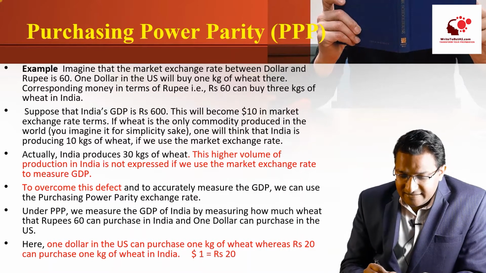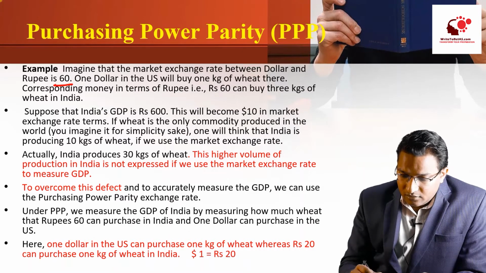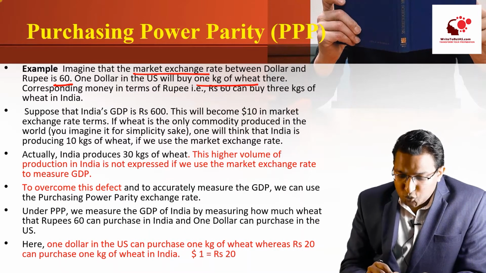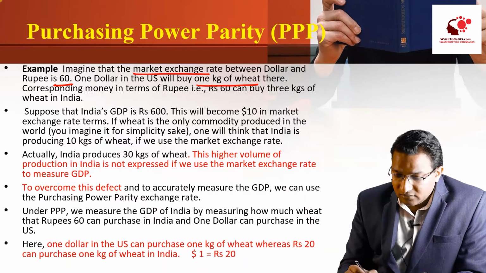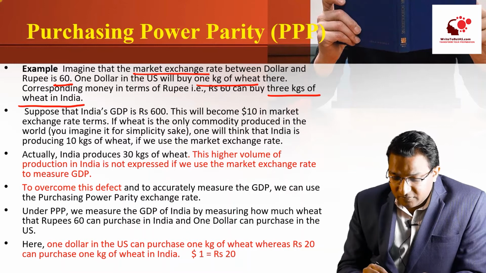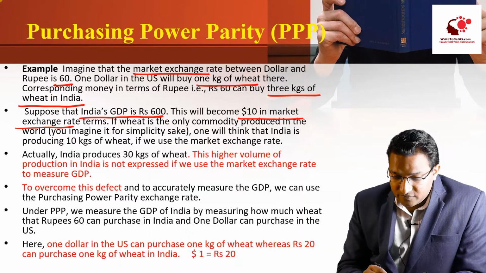Example, imagine that the market exchange rate between dollar and rupee is 60. $1 in the USA will buy 1 kg of wheat there. Corresponding money in terms of rupee, that is rupee 60, can buy 3 kg of wheat in India. Suppose that India's GDP is rupees 600. This will become $10 in the market exchange rate terms.